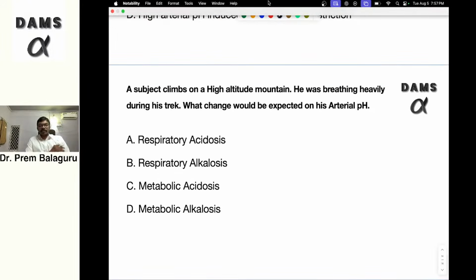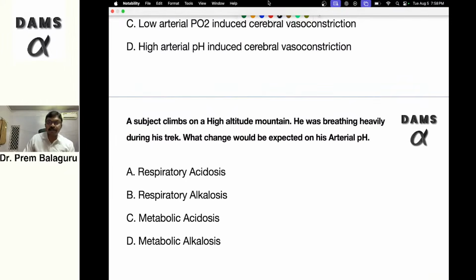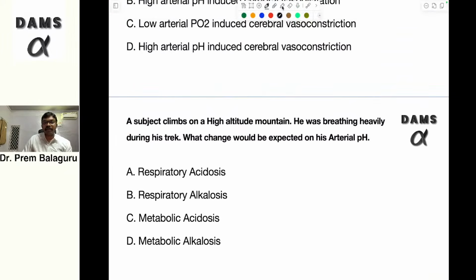That takes us to the last question. A subject climbs a high altitude mountain. He was breathing heavily during his trek. What change would be expected in his arterial pH? Plain and simple. This subject is going for hyperventilation, isn't it? Because of this hyperventilation, there will be a carbon dioxide washout.